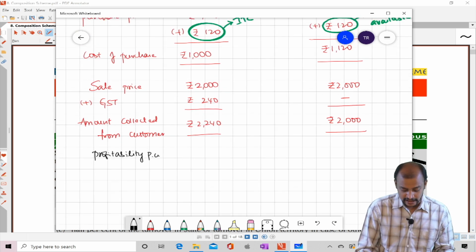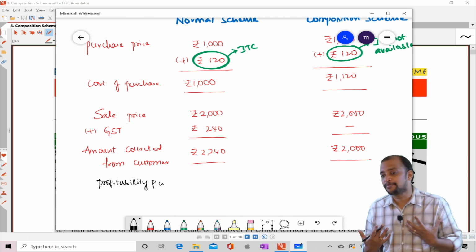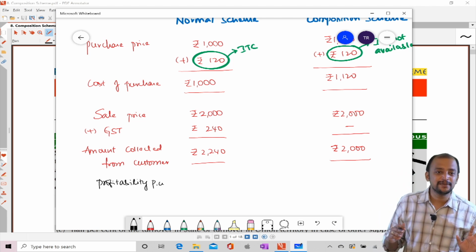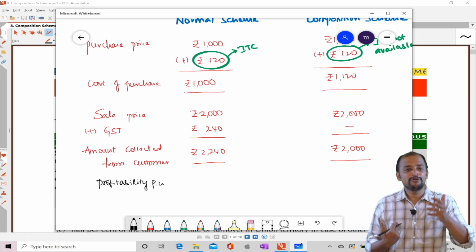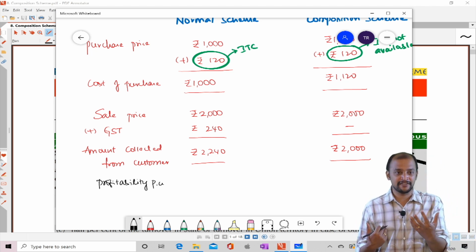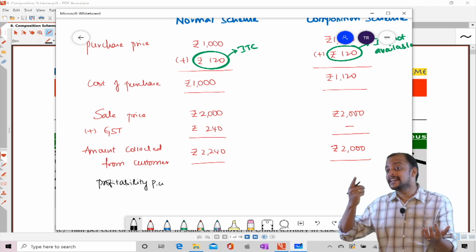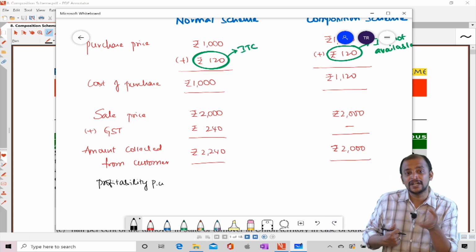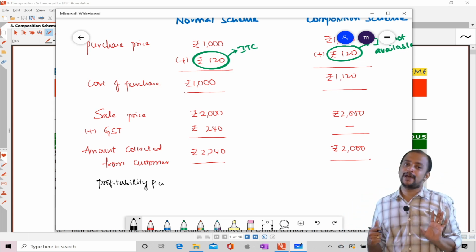So if you see here, how much is the GST burden on me? I don't have any GST burden. How I don't have any GST burden? Come on, can you tell me why? 240 I am collecting from the customer. And 120 already invested at the time of purchase, now recovered. So balance 120 I will pay to the government, which means nothing I am paying out of my pocket.